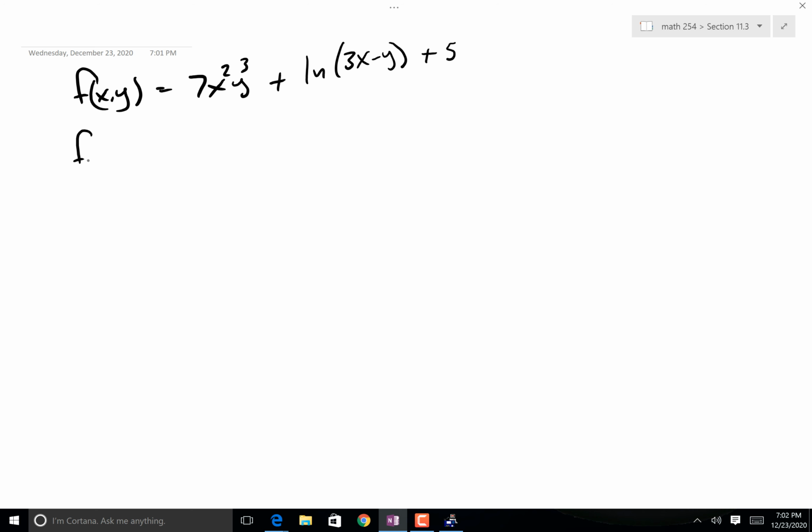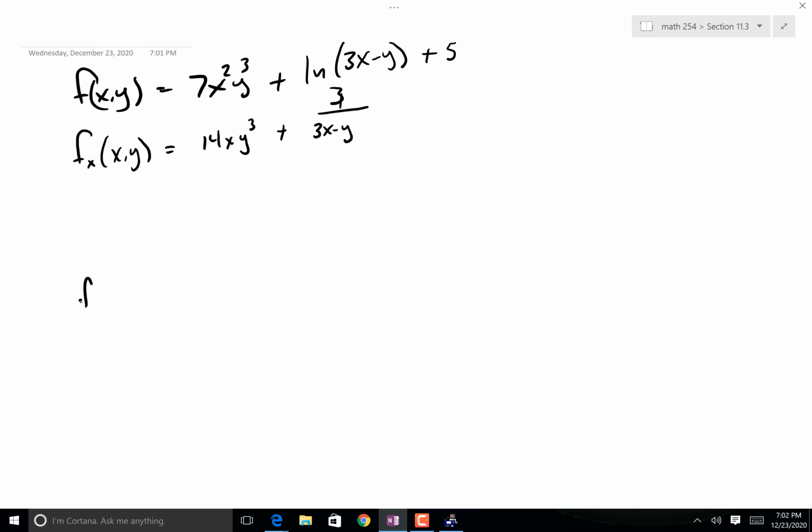So, of course, one of the first things we'll do is find the derivative with respect to x and with respect to y. So it's going to be 14xy cubed plus, yeah, there's an x in here, so it's going to be 1 over, remember the derivative of a natural log is 1 over what's on the inside, times the derivative of the inside. The derivative of 3x is 3, the derivative of y is 0, and so it's just going to put a 3 on the top.